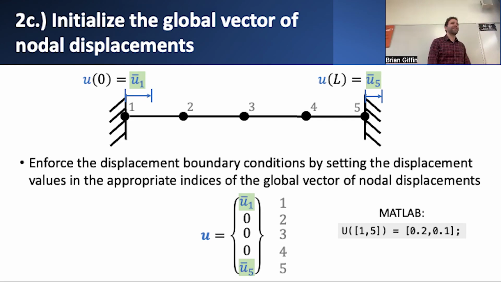I could then come back and say, well, actually, I happen to know that I am constraining, let's say, nodes number 1 and number 5. So in order to impose those constraints, I should come back and I should really say what those nodal displacements are. I'm imposing them. So if I'm constraining nodes 1 and 5, I can impose those nodal displacements by just taking those prescribed values and putting them into the appropriate locations of the nodal displacement vector.